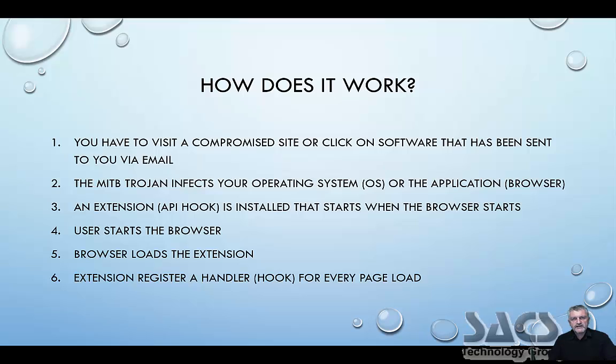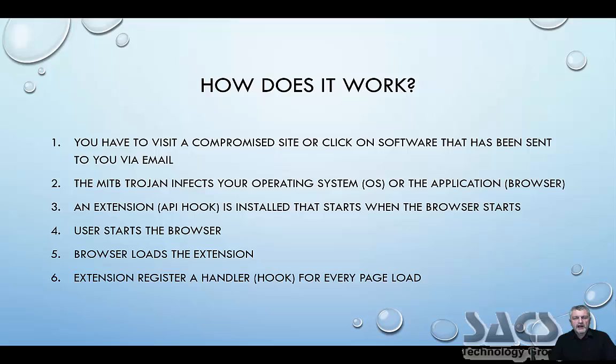Well, how does it work then? Very quickly, you have to visit a compromised site that will install this application into your browser, into your operating system or the application, that is, the browser. So the MITB Trojan infects your operating system, the OS, or the application, the browser. It would install an API hook, known as an extension or a handler, that will start when your browser starts.